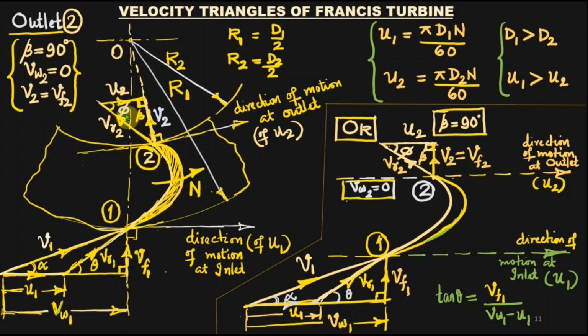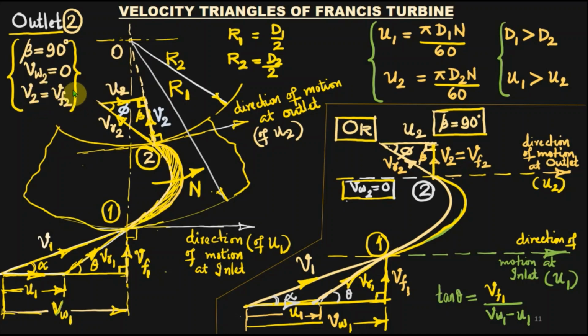What about beta? That is the inclination of V2 with the direction of U2, or guide blade angle at outlet, that is 90 in this case because V2 is perpendicular to U2. In other words, we say that the discharge is radial at outlet. VW2 is equal to 0, and what will be VF2 or velocity of flow at outlet?